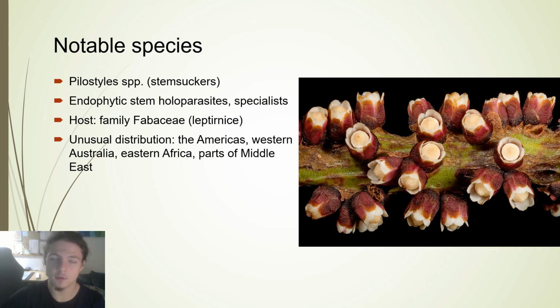The stem suckers are endophytic stem holoparasites, which specialize on legumes. They are noted for their unusual geographical distribution, being that they can be found in the Americas, Western Australia, Eastern Africa, and even parts of the Middle East.